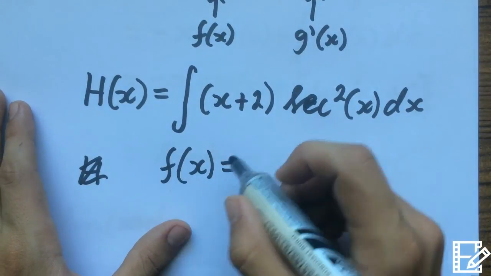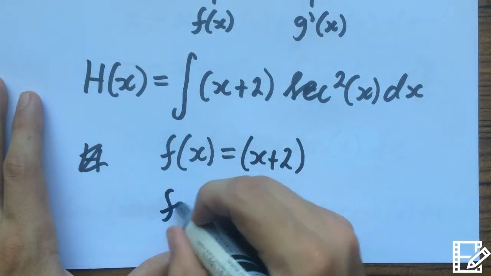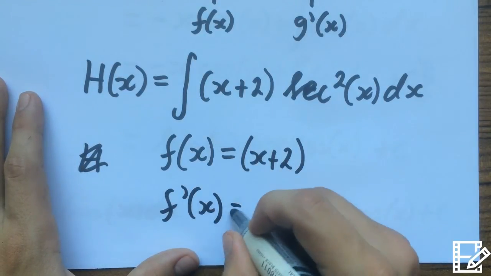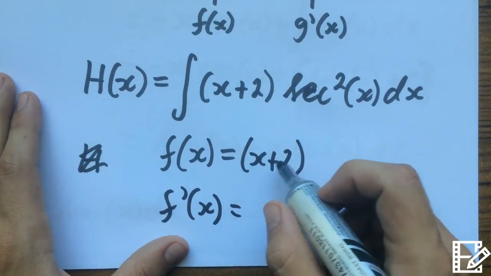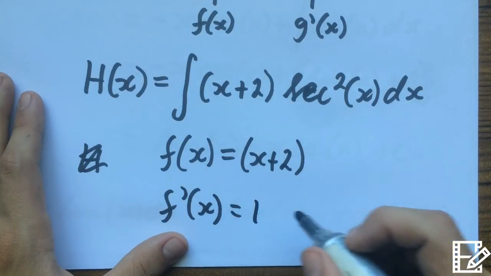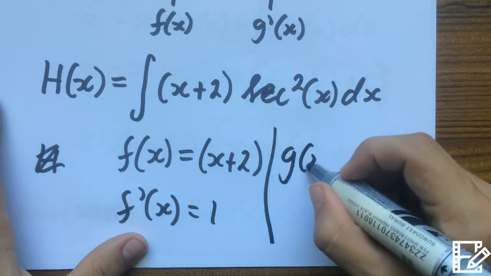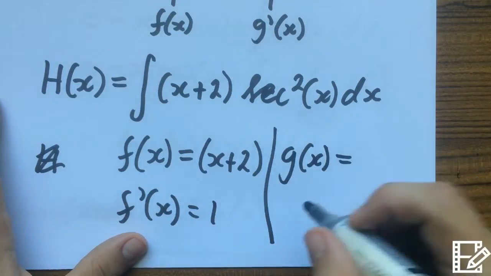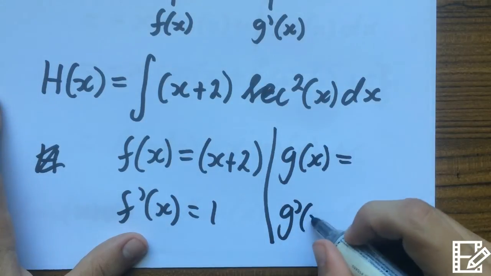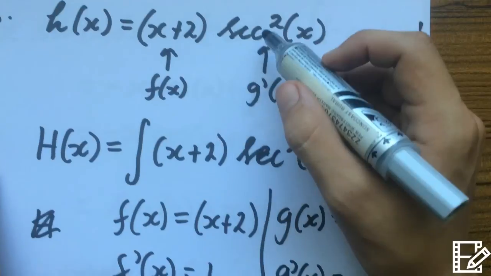We've labelled f(x) as x plus 2. Now we need to find f'(x). What's f'(x)? Well, the derivative of 2 is nothing, or 0, and the derivative of x is 1. Now, we need to find g(x). How do we do that? We find the integral of g'(x), because we know g'(x) is sec squared x.